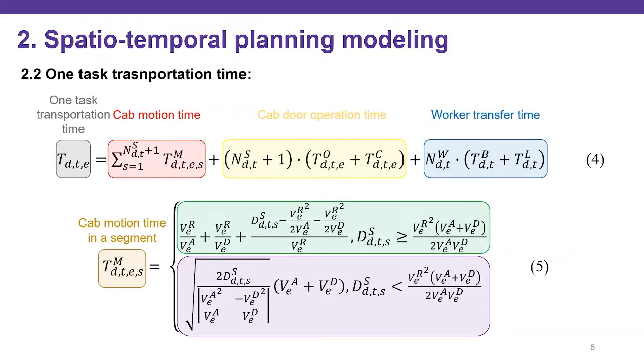The transportation time of one task is divided into three parts, namely the cab motion time, the cab door operation time, and the transfer time of workers, as expressed in equation 4. If the distance of a segment is not less than the distance required for the cab of a temporary elevator to perform a complete acceleration and deceleration process, the cab motion time is determined by the first fraction of equation 5, otherwise by the second fraction.